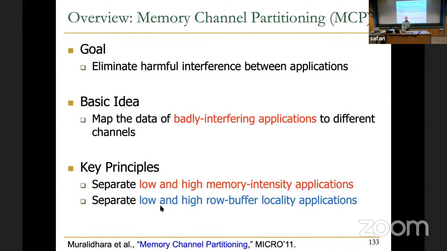And you can separate an application that has low buffer locality to a different channel than an application that has high buffer locality. And this is also based on what we have seen, because a streaming application that has very high buffer locality can deny service to another application that has low buffer locality, as we have seen earlier. So that's the idea, basically.